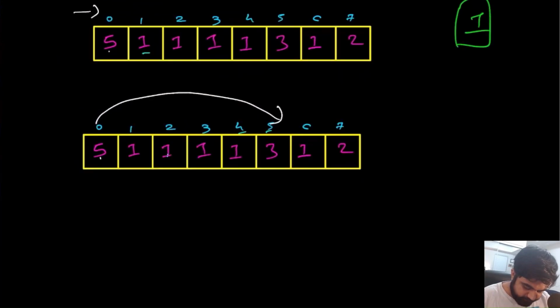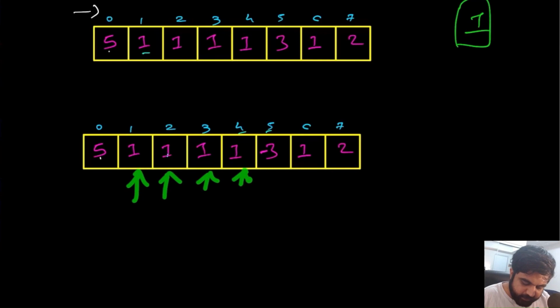In this case, the first value is 5. Because the first value is 5, we will try to find the subsequent value and convert it into negative. So this becomes negative 3. This is value number 1, so we don't need to do anything. Again 1, again 1, and again 1. Since these 4 are 1, we are not going to do anything.